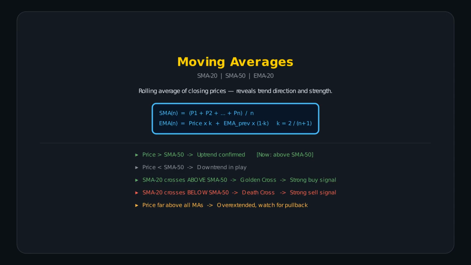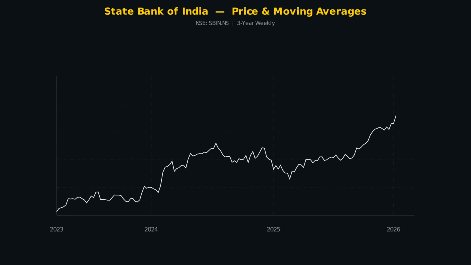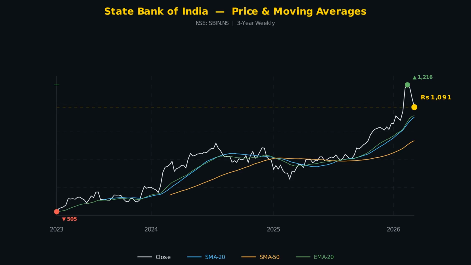A golden cross, the fast average crossing above the slow one, is one of the strongest buy signals in technical analysis. State Bank of India is currently at Rs 1091. The SMA 20 is at 1035, and the SMA 50 is at 904. Price is above the 50-period average, indicating a confirmed uptrend. Watch how the moving averages act as dynamic support and resistance throughout the 3 years of price history shown here.